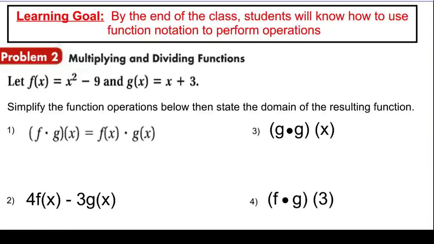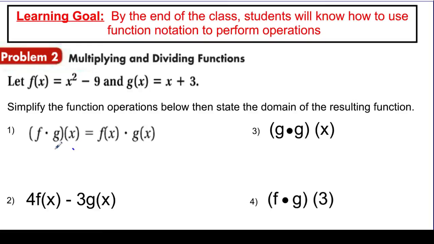So we're continuing to talk about function notation to perform operations, and so we're going to focus now on multiplying exclusively in this video, and the next one will be about dividing. So the same idea applies here. When I say f times g of x, I mean multiply together f of x and g of x.